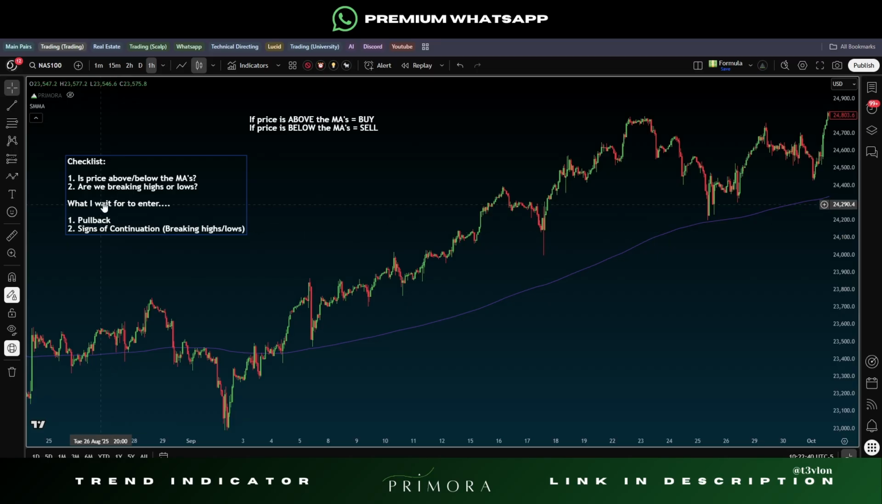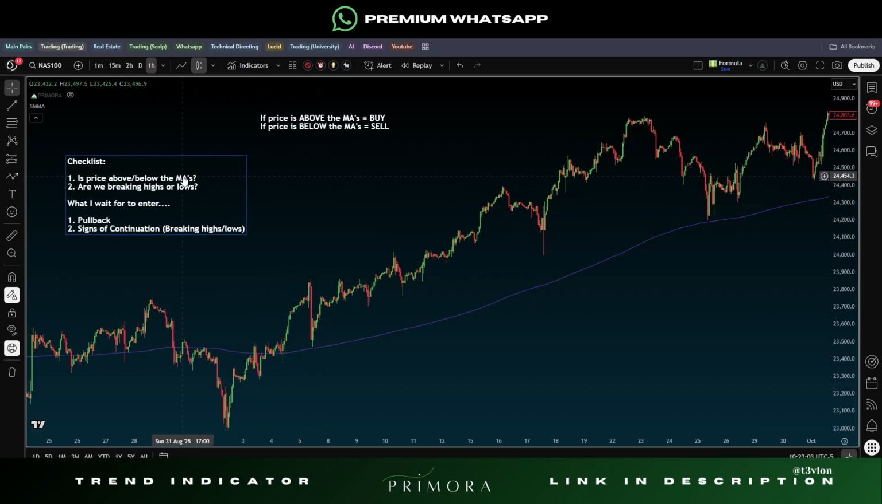Your checklist is here. You ask yourself, first of all, is price above or below the MAs? Right? Oh, okay, it's above. Okay, so then I'm only looking for buys. Great. I know that I'm only looking for buys because guess what? If price is above the MAs, buy. If price is below the MAs, sell. But it's not just, oh, it's below the MAs, let me just sell right now. You have to have the criteria. You have to have the checklist.